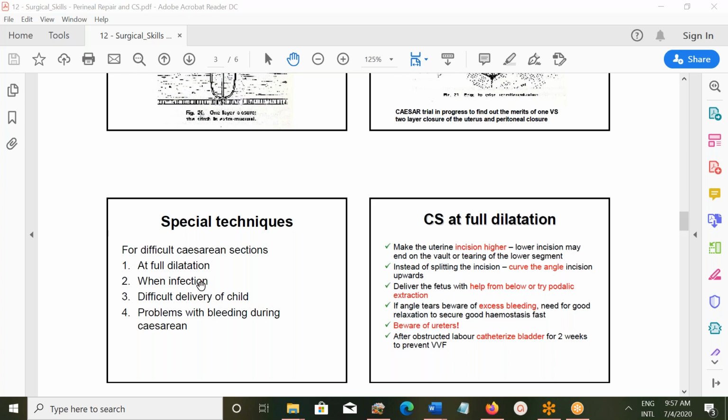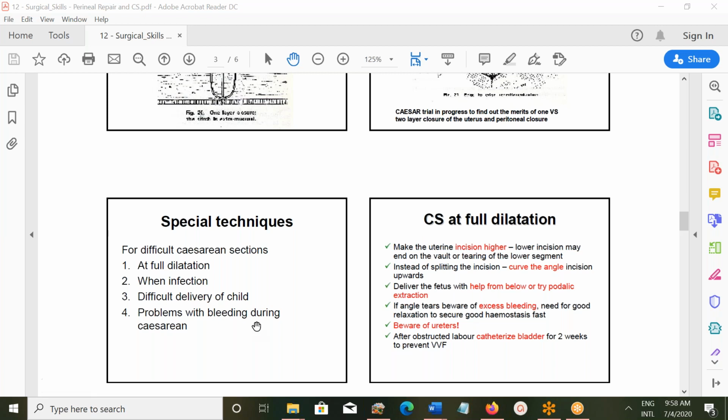Such cesarean sections should be done by the consultants, and we should be ready to use a lot of hemostatic patches. Then difficult delivery of the child, especially preterm breech baby or transverse baby, preterm or term. They are very difficult to deliver, so call someone who is more experienced.